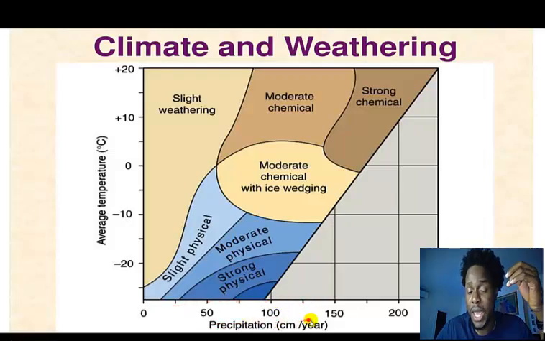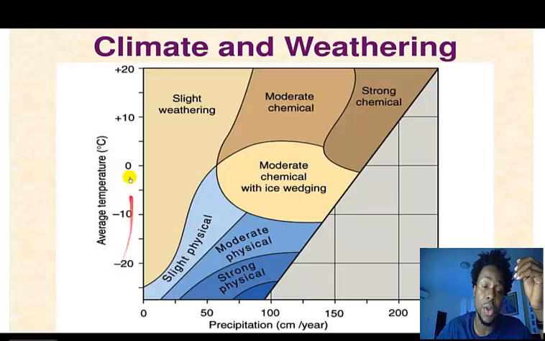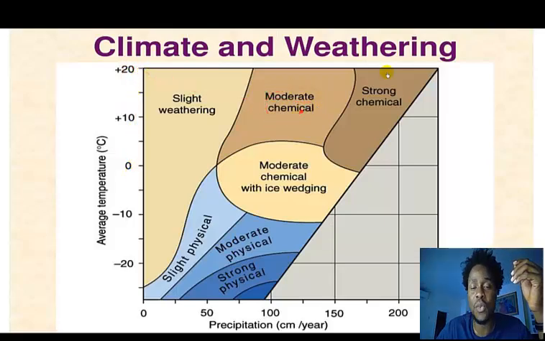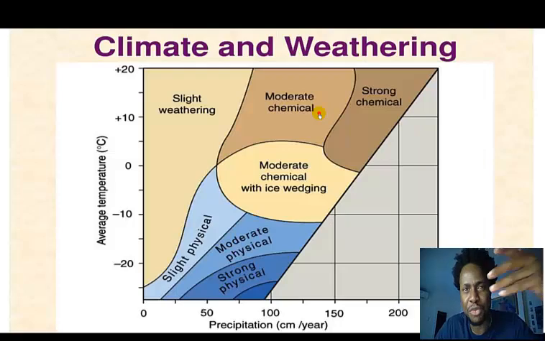On the x-axis, you have precipitation, which is another way of saying rainfall. And then you have annual temperature, how hot the weather is, on the y-axis. So if the temperatures are hot, which means above 0 degrees, then you see that chemical weathering will be very dominant in that part of the earth, because you need temperature to carry out chemical reactions.